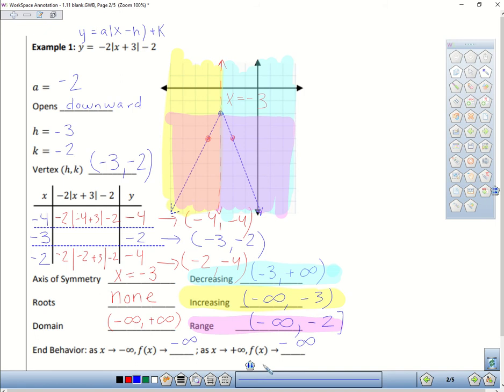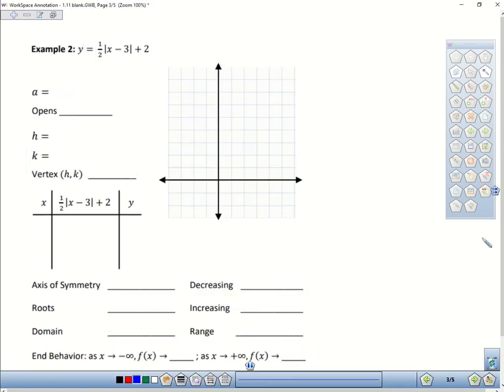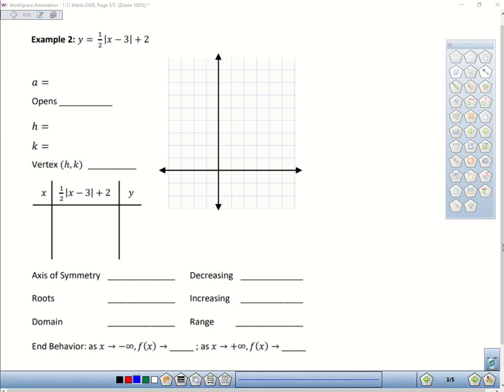Do I have any questions so far? Okay. Now we're going to move on. So now we're going to look at this absolute value graph.